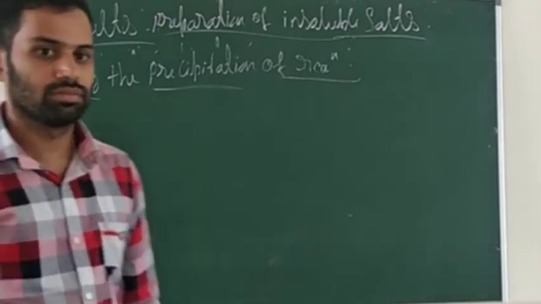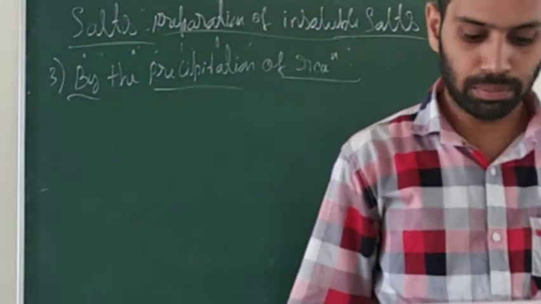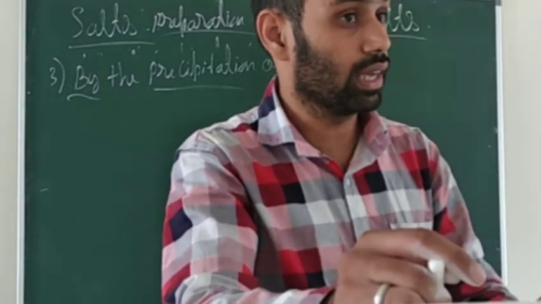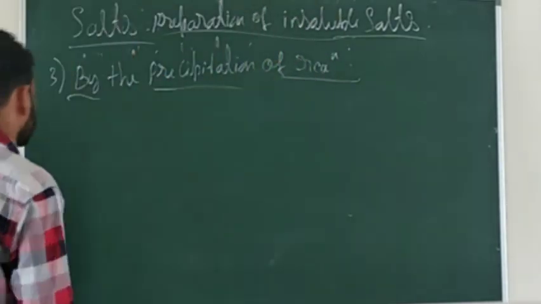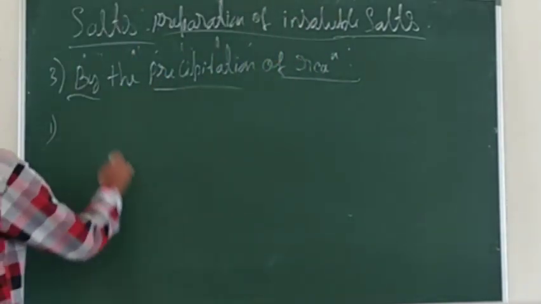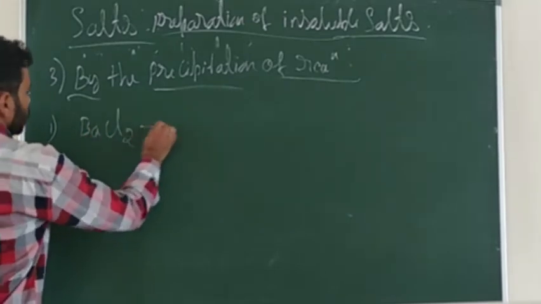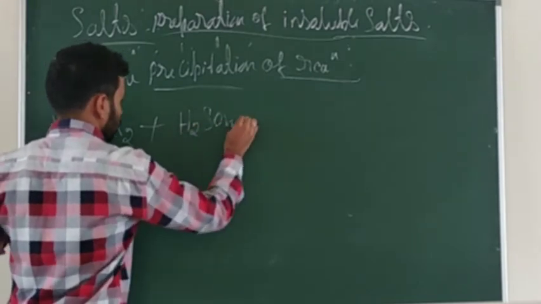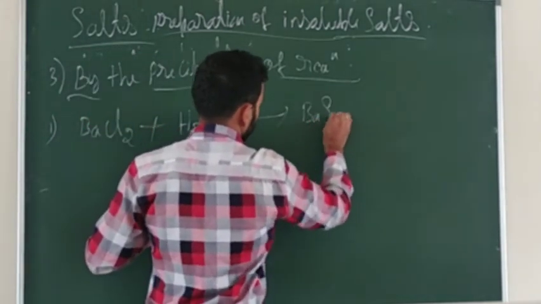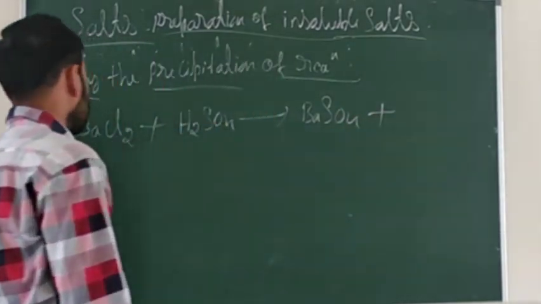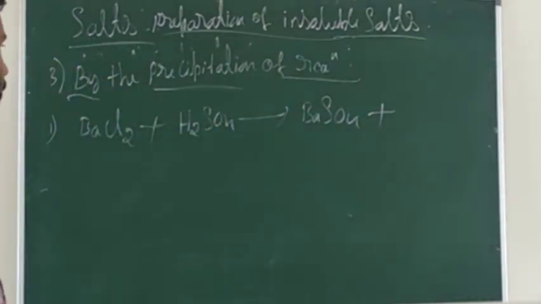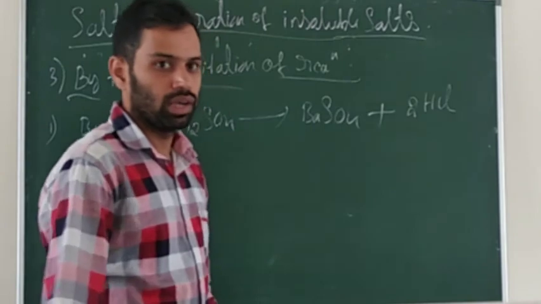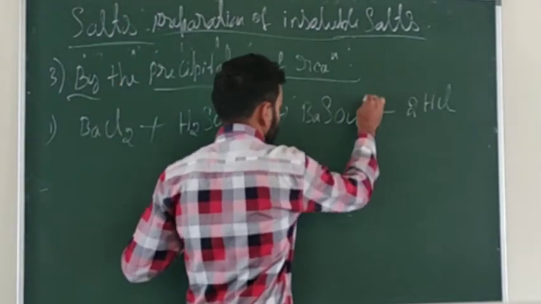Precipitation reaction. For example, when barium chloride reacts with sulfuric acid, H2SO4, it forms barium sulfate plus 2HCl. We know this one. So barium sulfate gets a downward arrow.